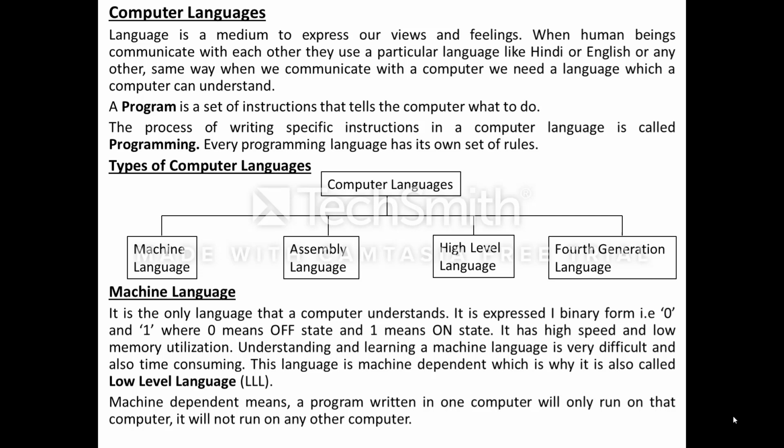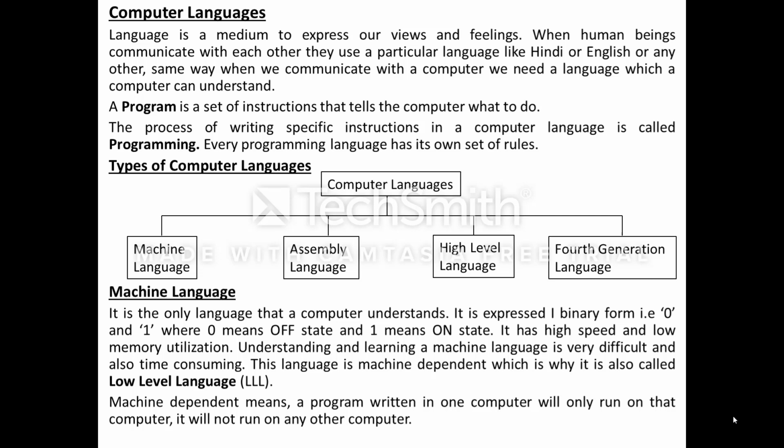Okay. Now, machine language is machine dependent, meaning if you have created any program on one machine, that program will only execute on that particular machine. It will not execute on any other machine, any other computer. This is why it is known as machine dependent, and which is why it is also called a low level language, right?